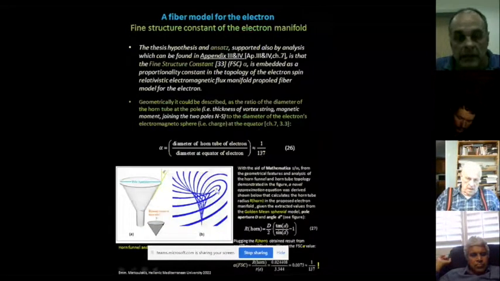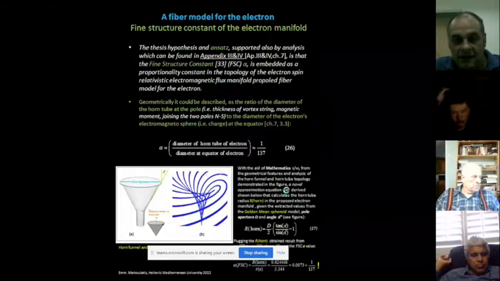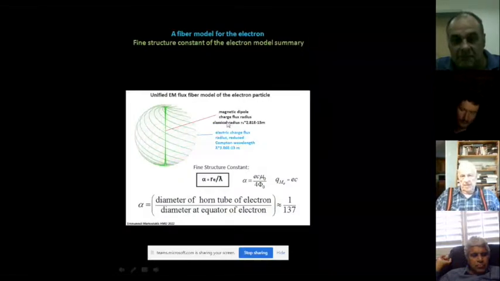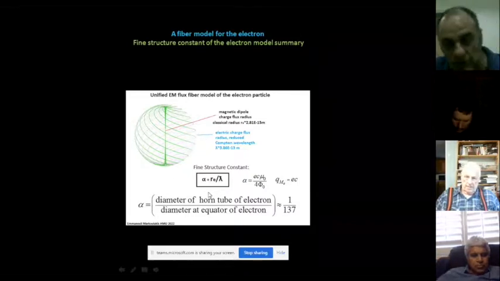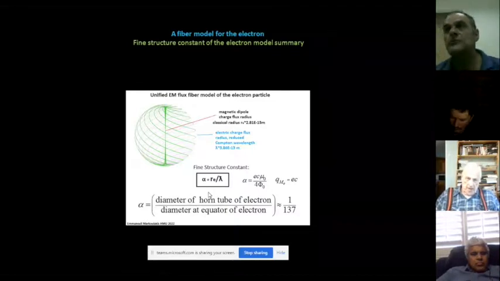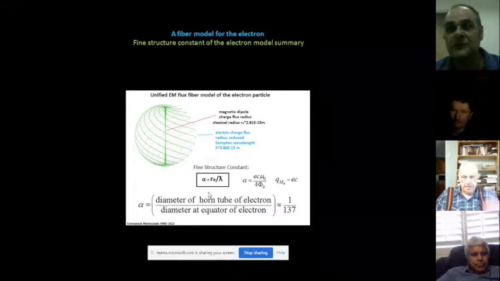And after we finished the model, we started to make some measurements, and we found this astonishing fact that this here coincides with the classical radius. This is the Compton radius, and the fine structure constant, which explains the physical origin of the fine structure constant, which is really actually the fine structure constant of the electron.